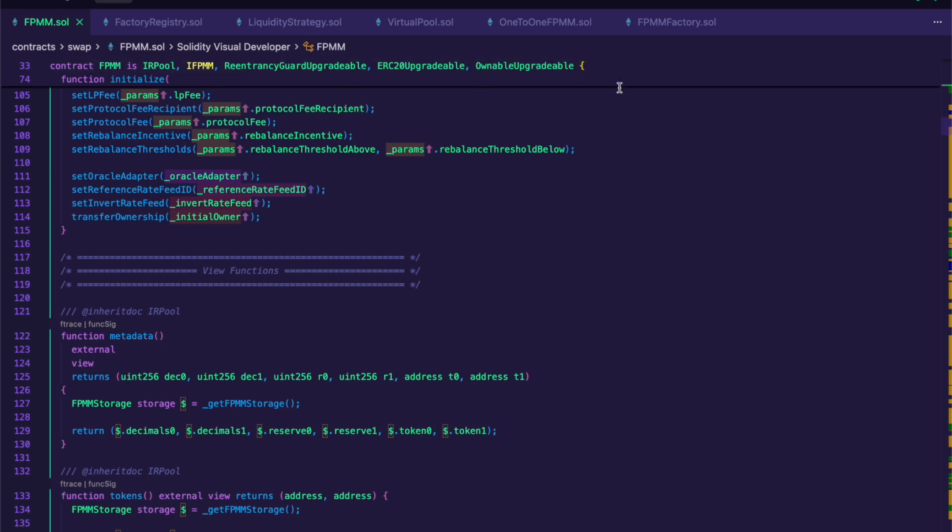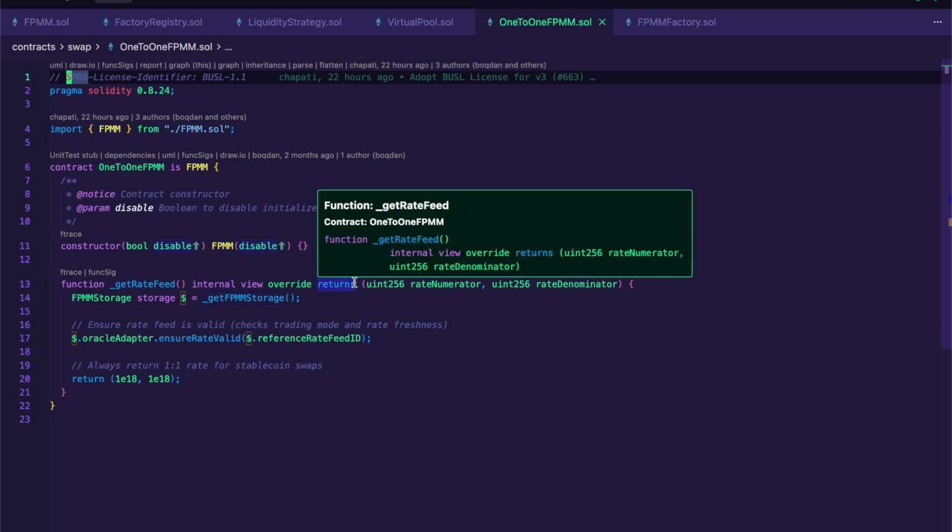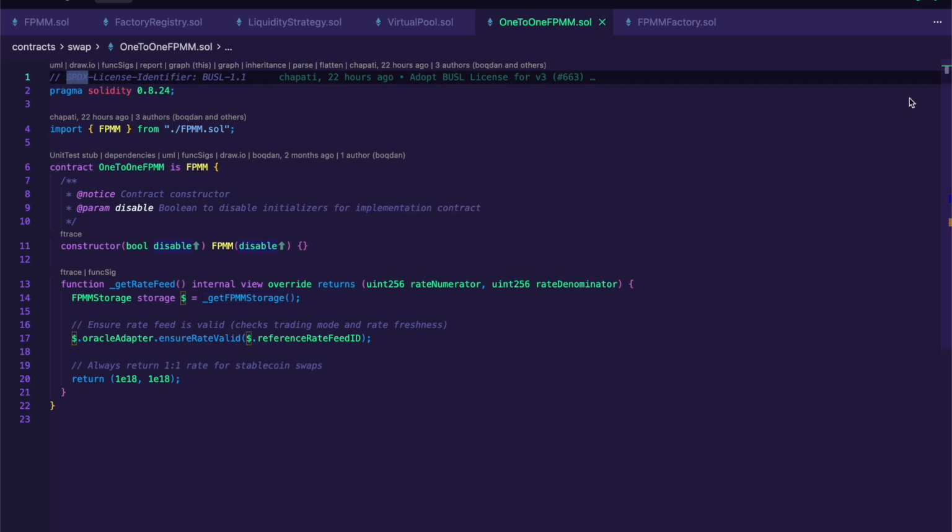All right, the next contract is the one-to-one FPMM, which is based on the general FPMM contract, but instead of using an Oracle rate, it exchanges assets at a fixed one-to-one rate. This is used, for example, for token pairs like USDC against a second USD-based stablecoin.